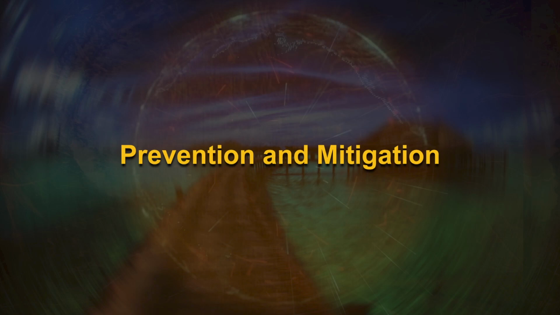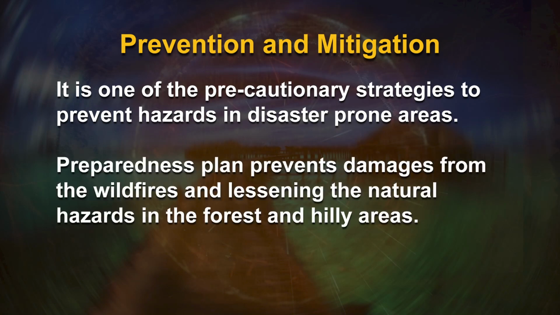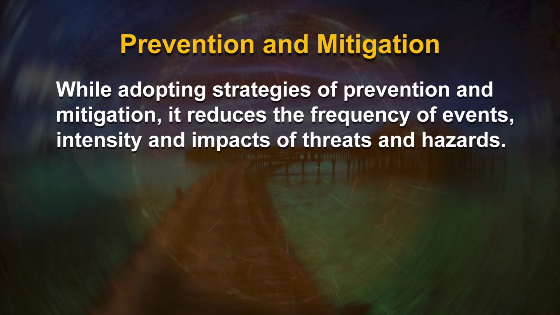Prevention and mitigation. It is one of the precautionary strategies to prevent hazards in disaster prone areas. A preparedness plan prevents damages from wildfires and lessens natural hazards in forest and hilly areas. While adopting strategies of prevention and mitigation, it reduces the frequency of events, intensity and impacts of threats and hazards.